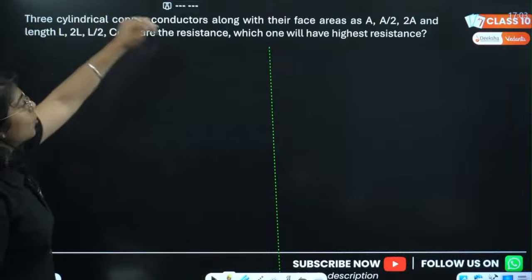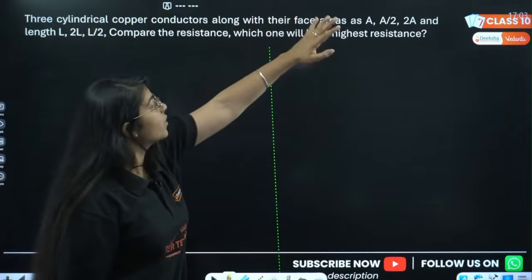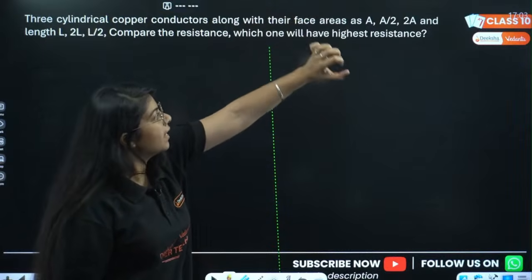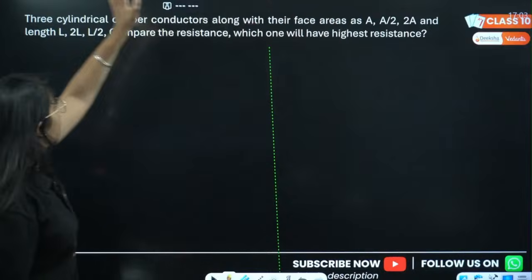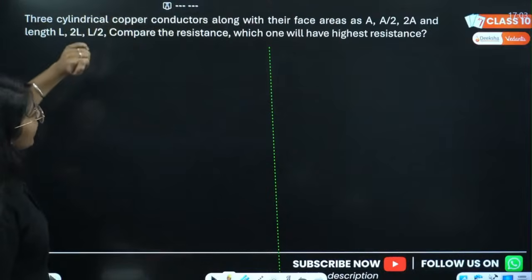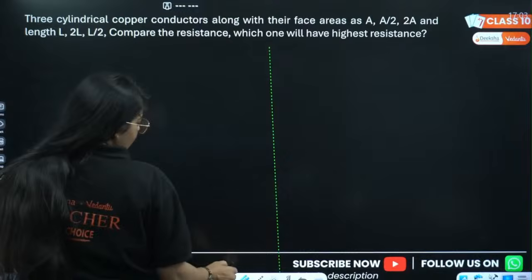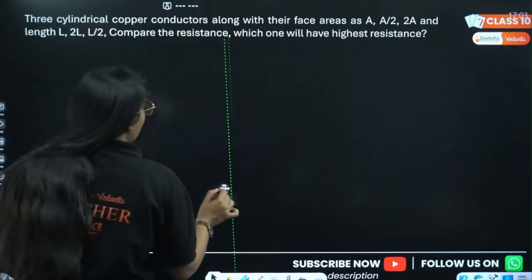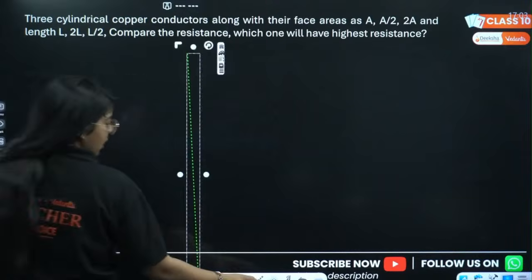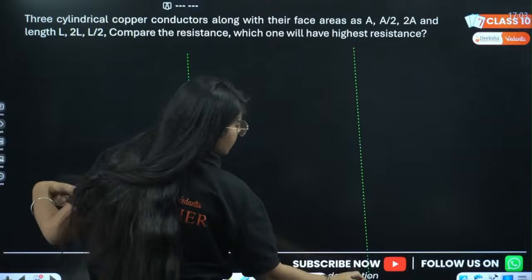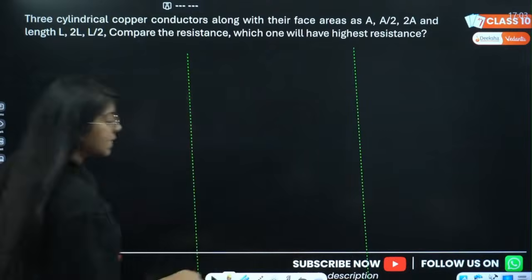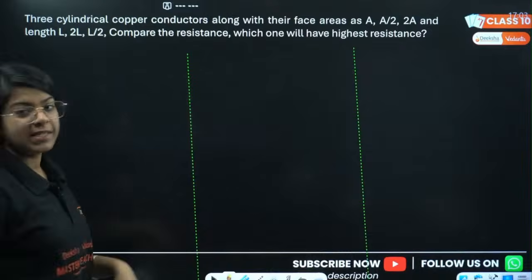3 cylindrical copper conductors have face areas A by 2, 2A, and lengths L, 2L, L by 2. Compare the resistance. Which one will have the largest resistance? Let us solve all 3 parts here so that you have a clear, concise idea. You can compare easily. Okay?